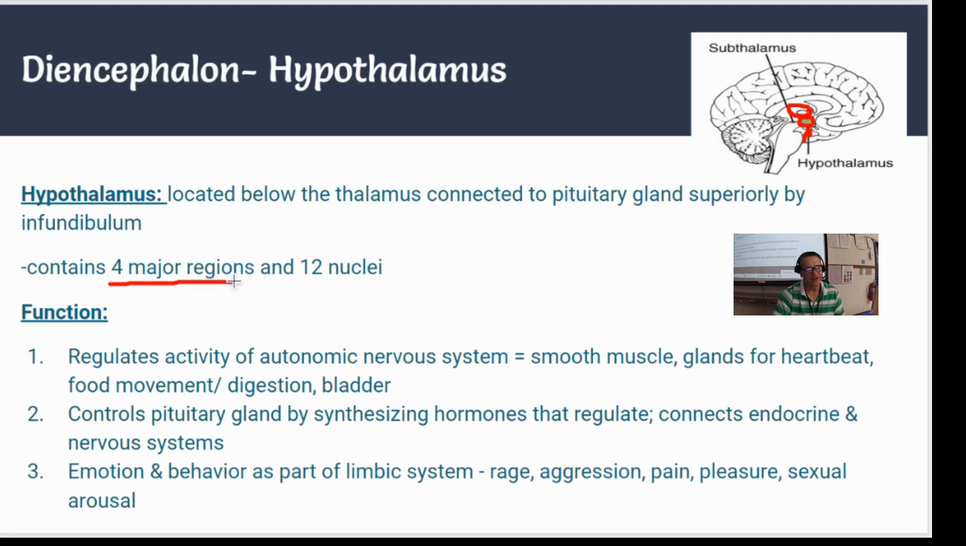Contains 4 major regions and 12 nuclei. Once again, previous exams, you didn't need to know that. You can write it down if you want, but if it's not on your quizzes that I give you, it won't be on the test. All right, the functions. It's got 6 basic functions.